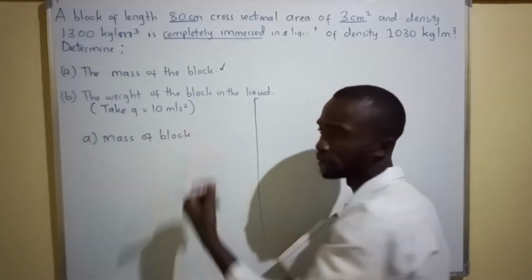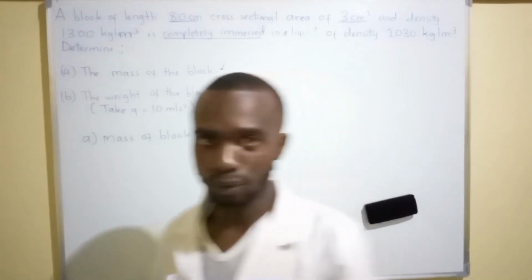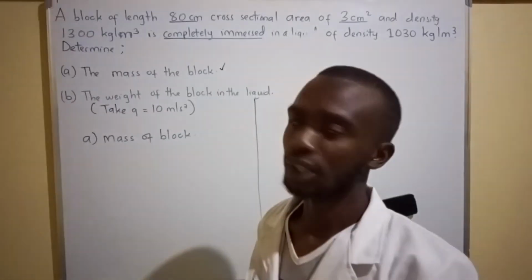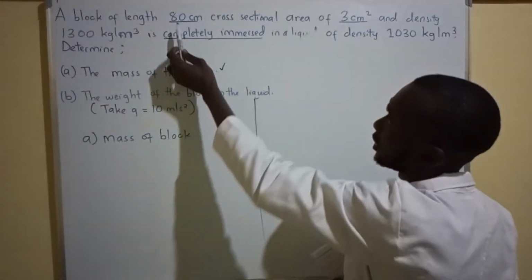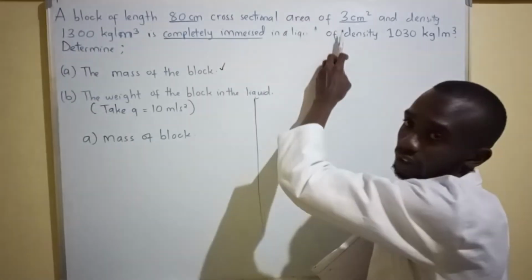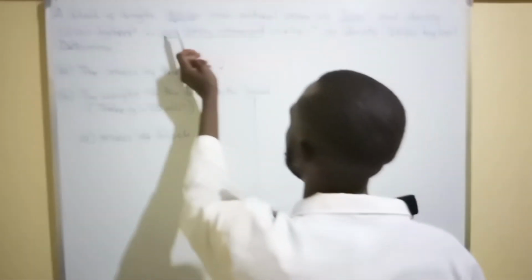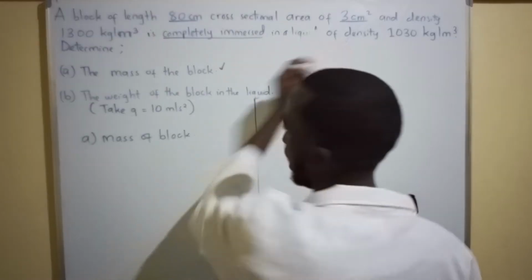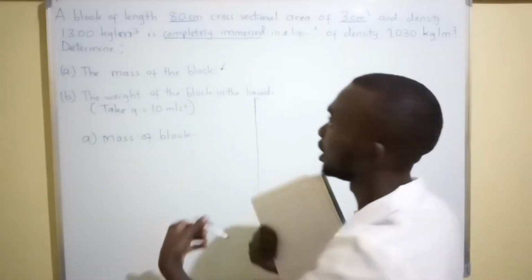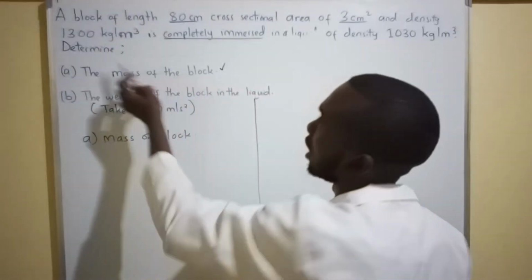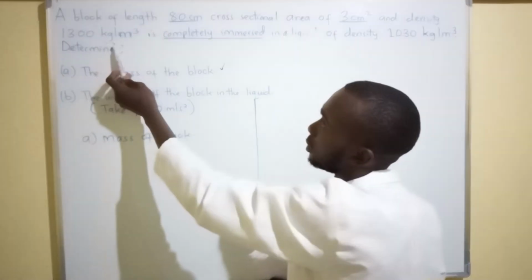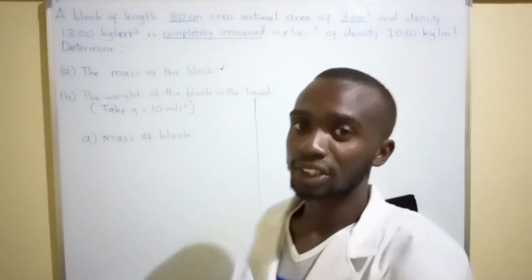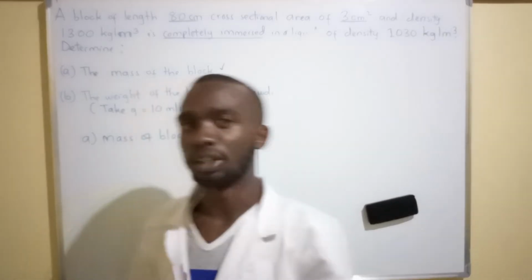Now, how are we going to determine the mass of the block? From the question, we have the length of the block and the cross-sectional area of the block. Using the length and the area, I can get the volume of the block. After getting the volume, because we have the density of the block, I can use the formula, density is equal to mass over volume, to get the mass of the block.